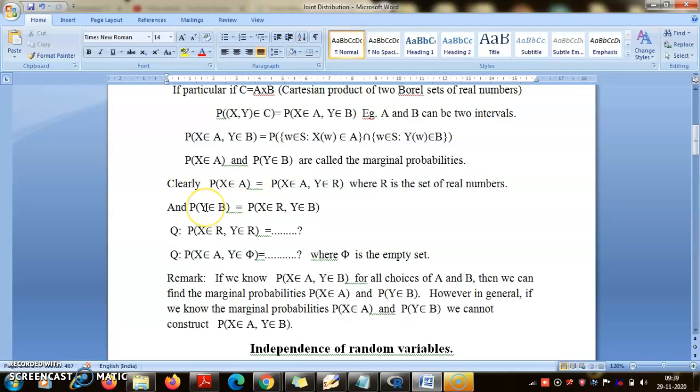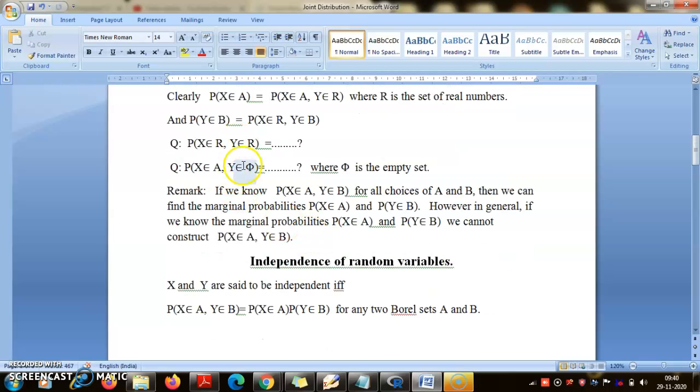Because when you say that y is taking values in the set b, and you are silent about x, so you mean that you are considering all the values of x. So for every value of x, you are looking at the corresponding value of y, whether it is in b or not. So I am leaving these exercises for you. You have to think about these answers.